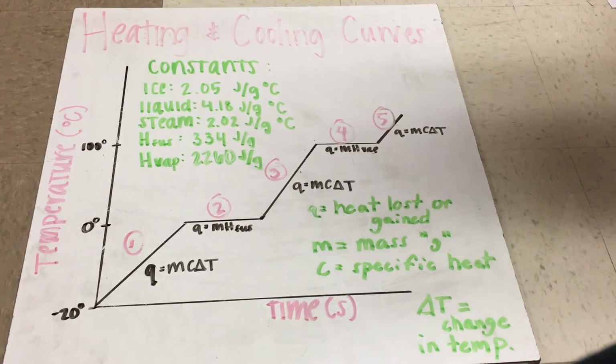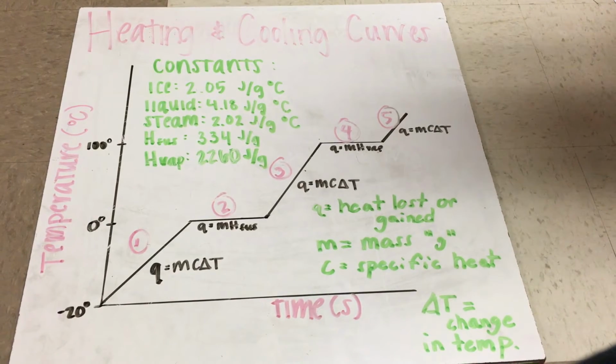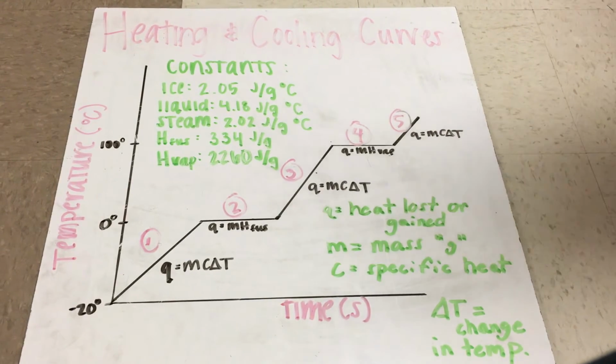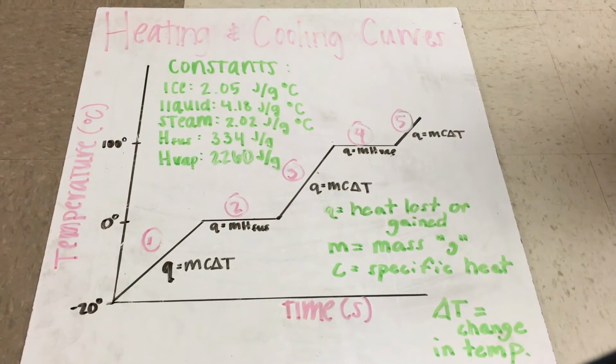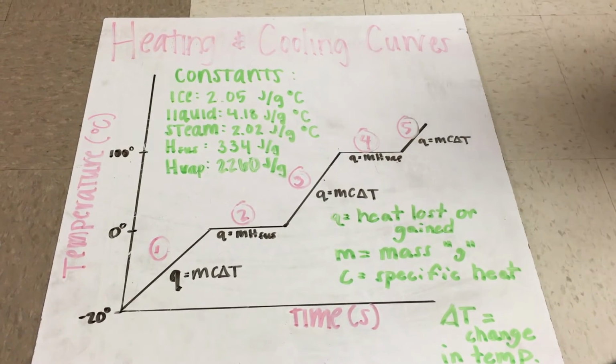Another thing to note is that ice melts to liquid water, or liquid water freezes to ice, at 0 degrees Celsius, and liquid water evaporates to steam, or steam condenses to liquid water, at 100 degrees Celsius.